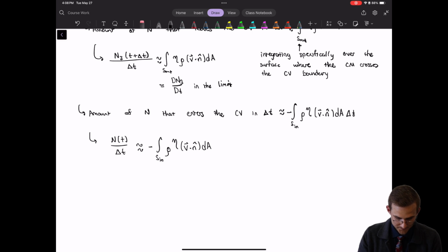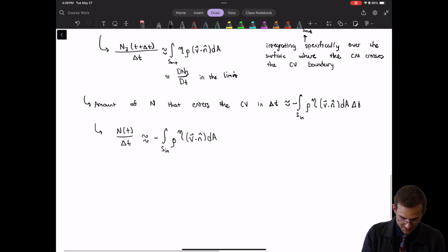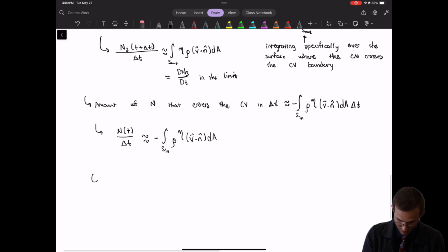Okay, and so that's another piece there. Let's also consider the change of the property n in region 2.